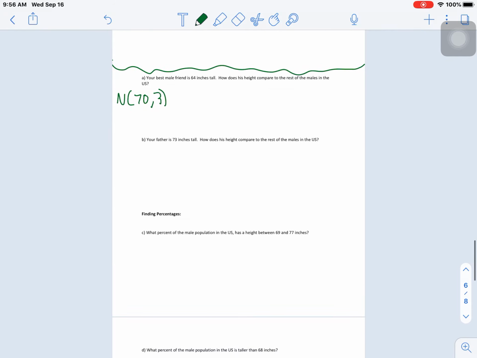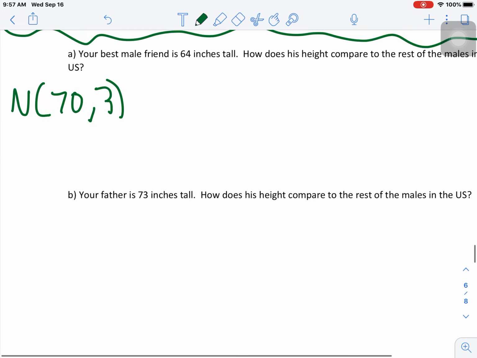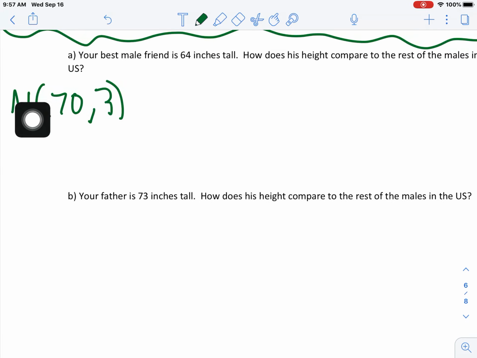So what I just did here was I gave you a notation, and remember that this big N denotes that we have a normal model. So we have a normal model where the average, the mean, is 70 and the standard deviation is 3. And we're going to denote those using this notation. Mu means our mean. That's a Greek letter. And then the Greek letter sigma for standard deviation.